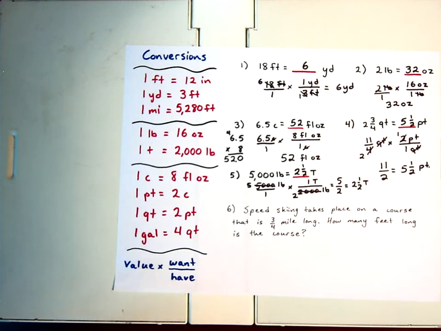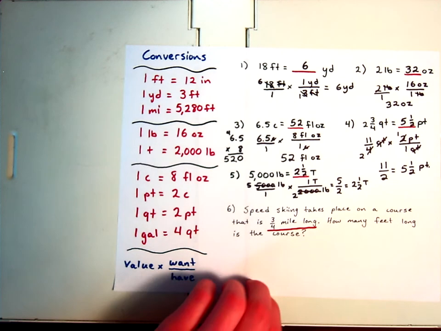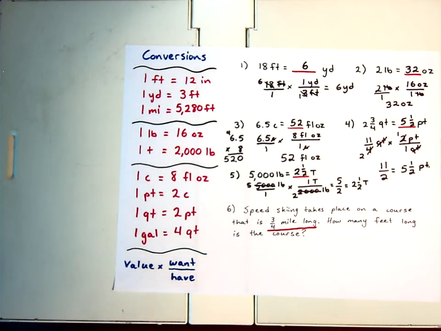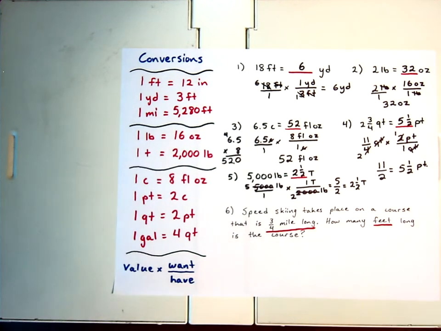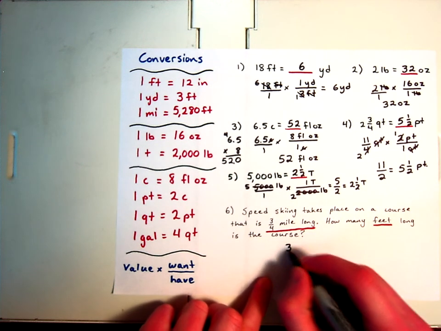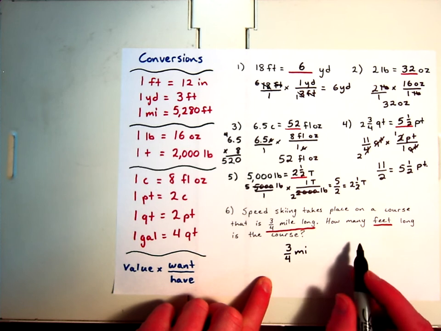Now, for number 6, we have a word problem. Speed skiing takes place on a course that is 3/4 mile long. How many feet long is the course? Well, let's identify the important information here. This course is 3/4 mile long. The next important piece is how many feet long? So it's saying, all right, well, we have a course and it is 3/4 of a mile. I want to find it in feet.